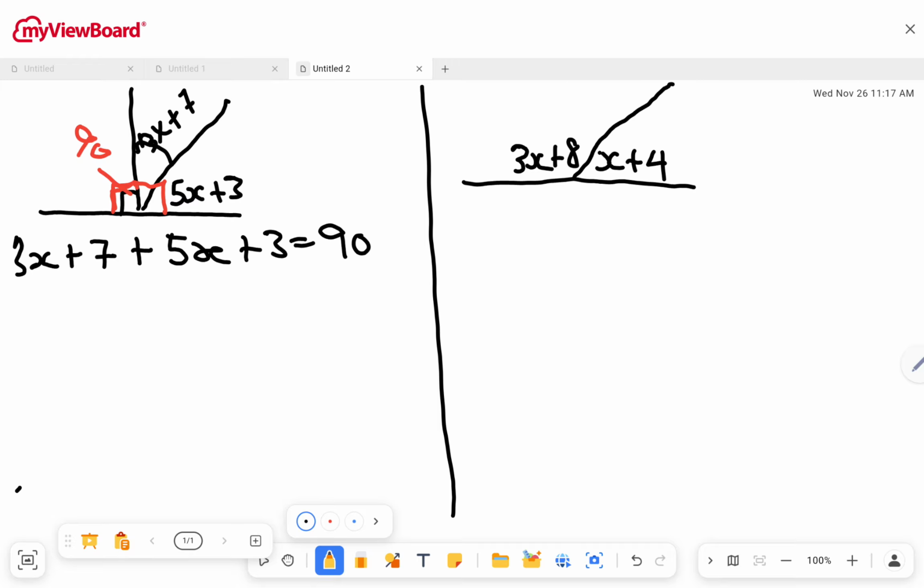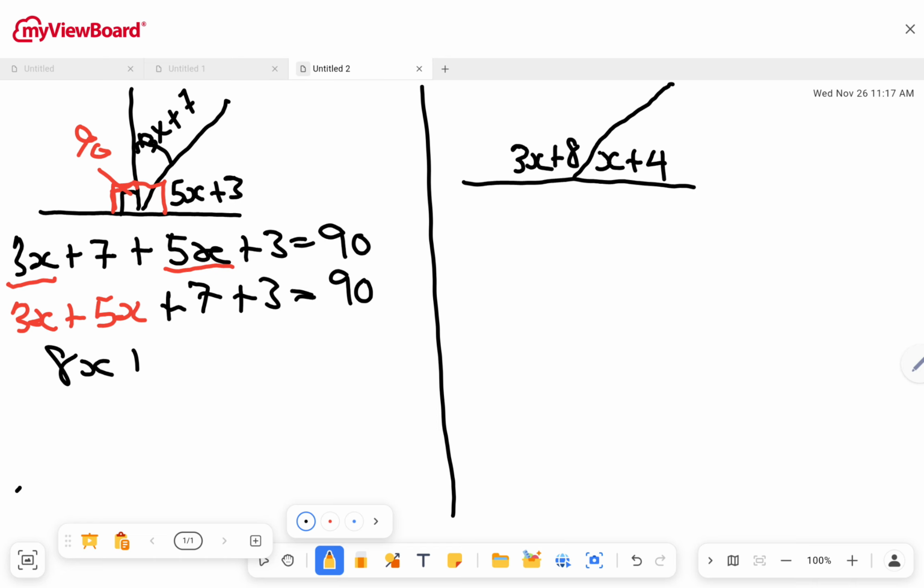Now we are going to apply grouping of like terms here. So this 3x and 5x must be brought to one side. So we have 3x plus 5x coming together. Then plus 7 plus 3 should also be brought at one side. Now 3x plus 5x is going to give us 8x, and then 7 plus 3 is going to give us 10.